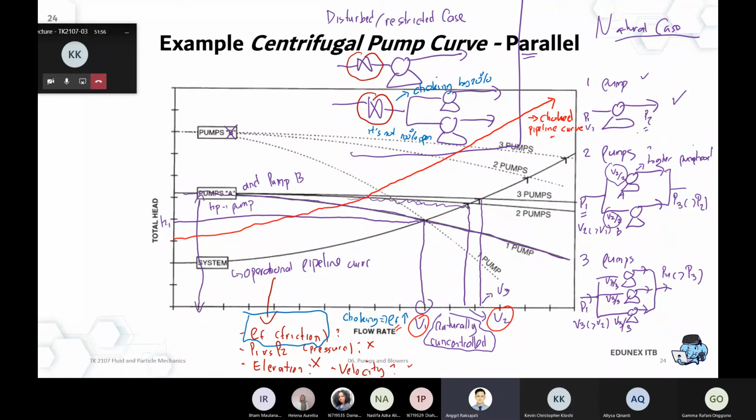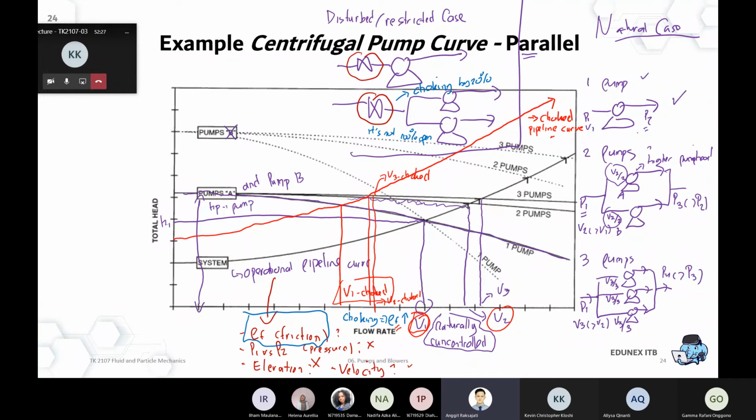Okay, now actually the intersection will be at this point. Now that's the V1 choke. That will be your V2 choke. And that will be the V3 choke, right? That will be your V3 choke. See the difference between V1 choke versus V1 natural.